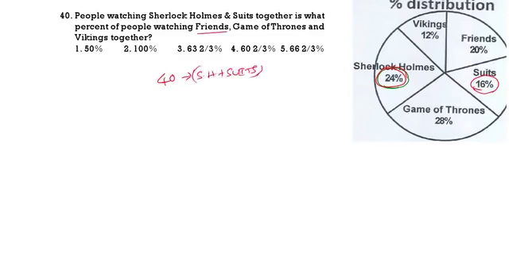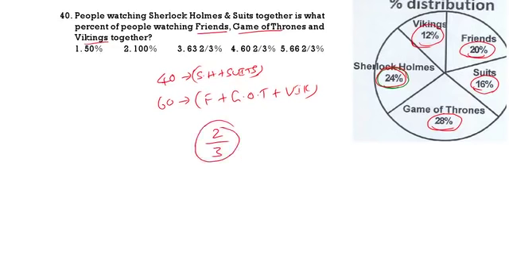Then Friends, Games of Thrones, Vikings. Friends 20, Games of Thrones 28, Vikings 12. 20 plus 12, 32, 60. This is Friends plus Games of Thrones plus Vikings. So here what is the question? 40 is what percent of 60? That is in the ratio of 2 is to 3.